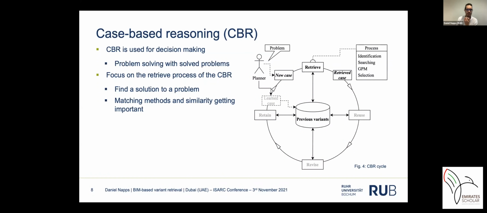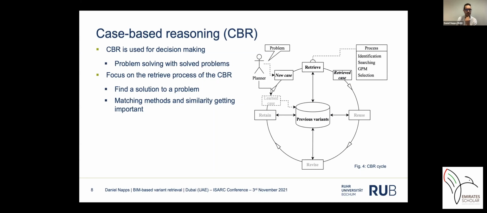Maybe some of you know the CBR process. It's the case-based reasoning, but let me shorten it up. It is a way of problem solving using problems that have already been solved and proven to be successful. Buildings are mostly heterogeneous, so it is more difficult than in other disciplines or applications.